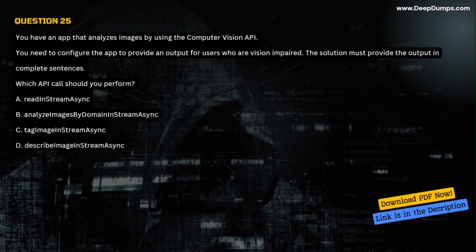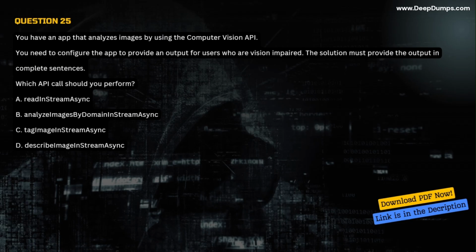Question 25. You have an app that analyzes images by using the Computer Vision API. You need to configure the app to provide an output for users who are vision impaired. The solution must provide the output in complete sentences. Which API call should you perform?